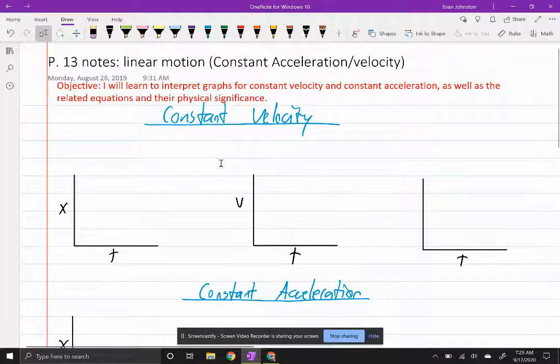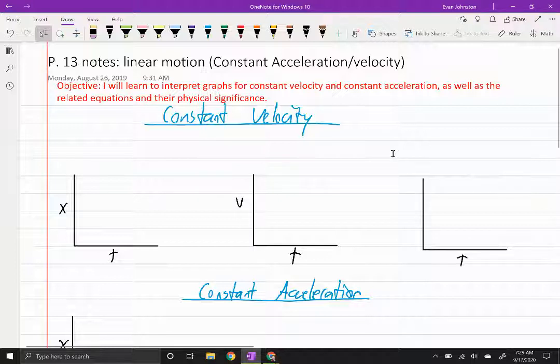We have a template here already built, a skeleton for us to look at. Linear motion is exactly what it sounds like. It's things moving in a line. The way that this unit is going to progress is we'll look at just things moving in a straight line, at a constant speed or velocity, and then at constant acceleration, so speeding up or slowing down.